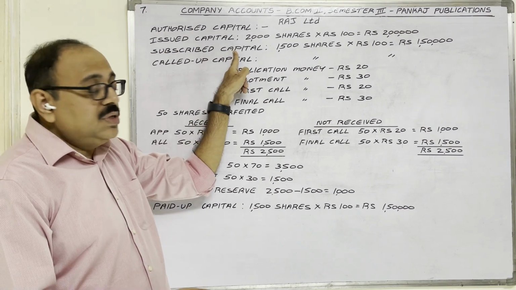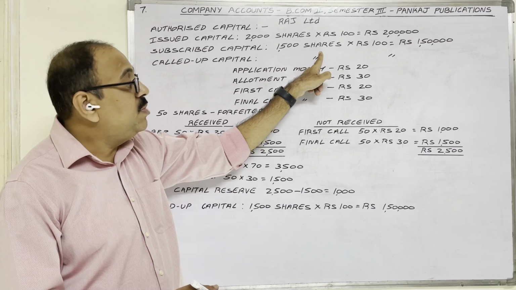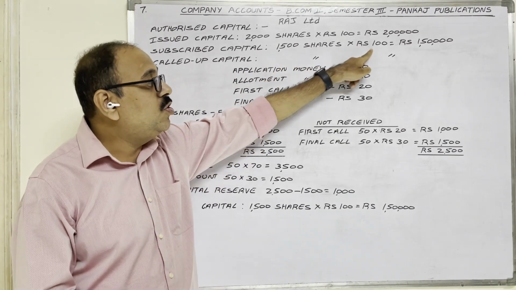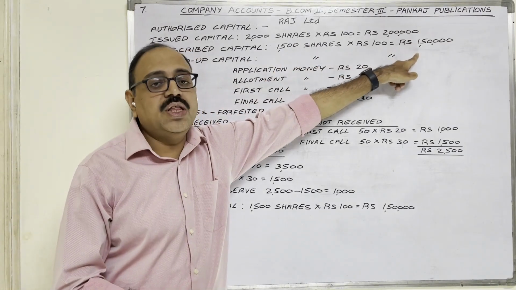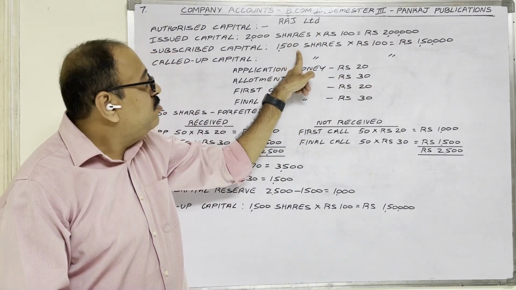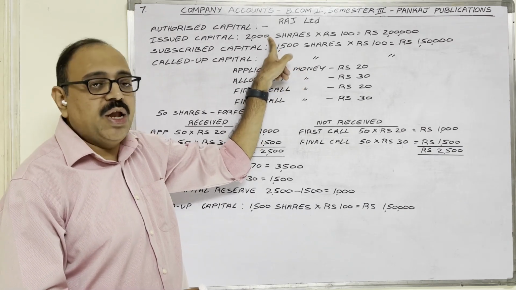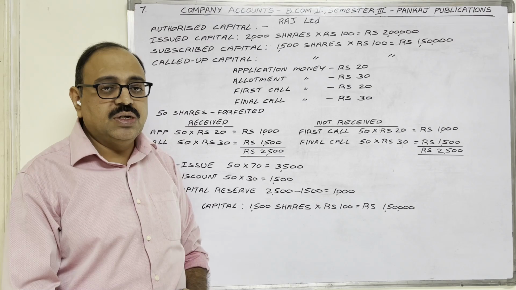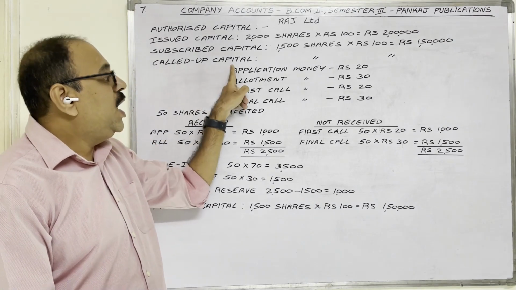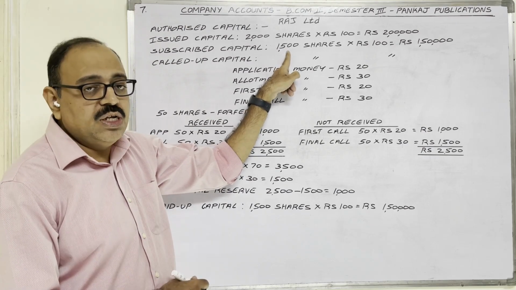Subscribed capital: the public applied for 1500 shares. Therefore, subscribed capital is 1500 into 100 rupees per share, 1,50,000 rupees. So demand is for 1500 shares, but supply is 2000 shares. Demand is less than the supply. This is called under subscription. And the company allotted shares to all applicants because under subscription is there.